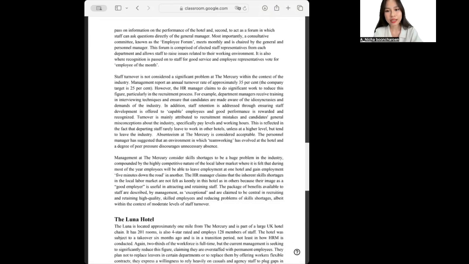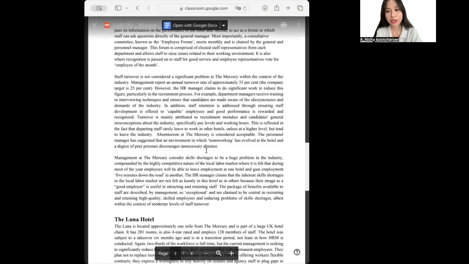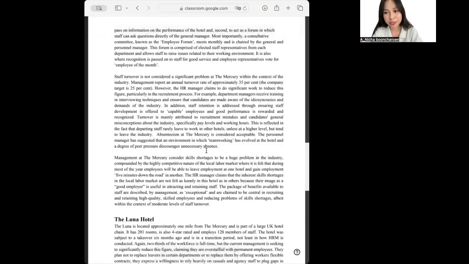Another one is staff turnover, which should be a problem, but the Mercury says it's not that big of a problem. In this paragraph, they say they're trying to do a lot of things to reduce the turnover rate. This is also very interesting. Absenteeism at the Mercury is considered acceptable. I'm still wondering, because I haven't really presented about this absenteeism, but I think it's very interesting. Like, how is it acceptable? People not going to work, how is that acceptable?